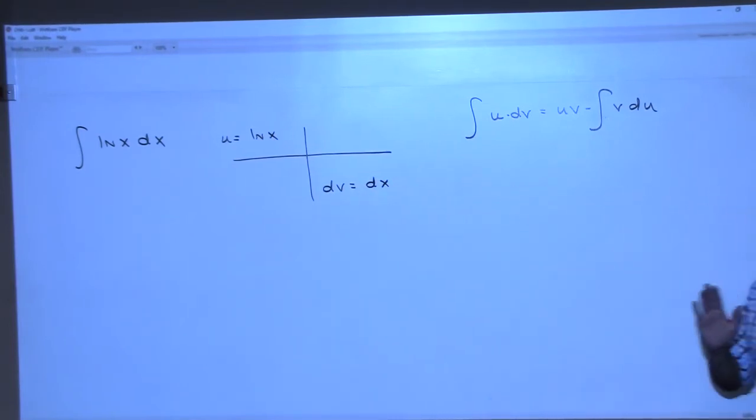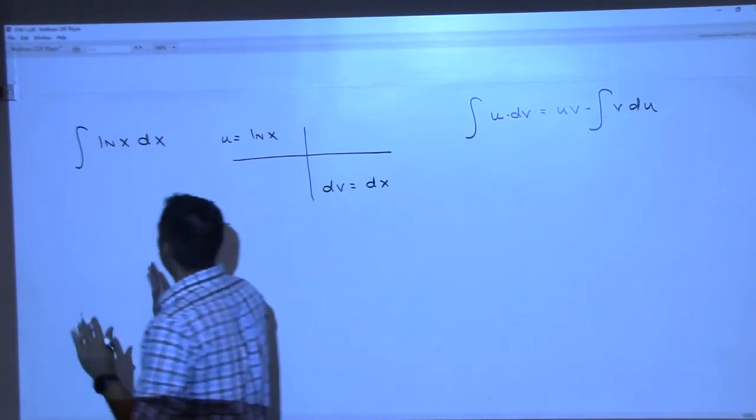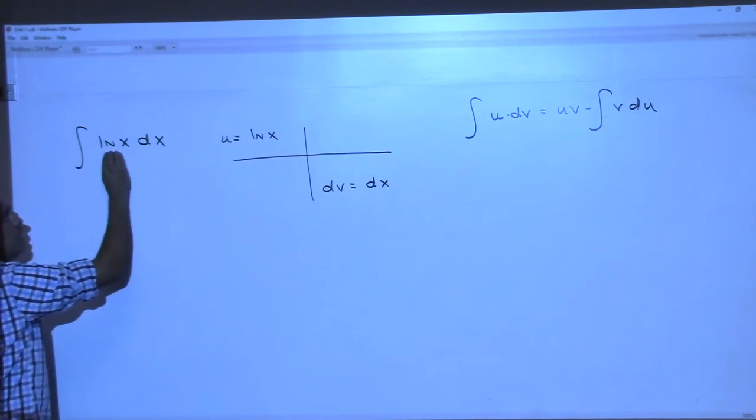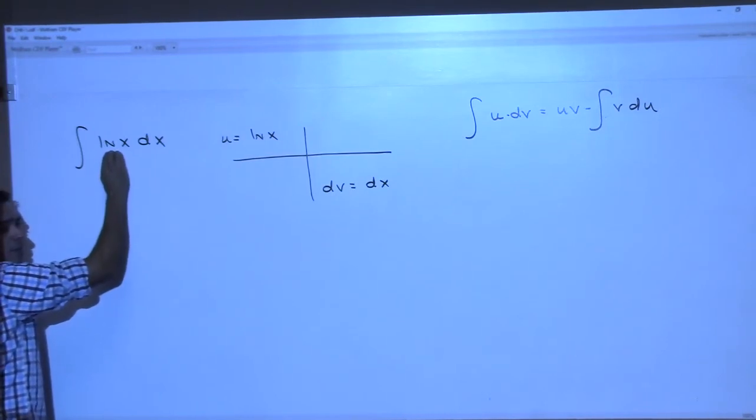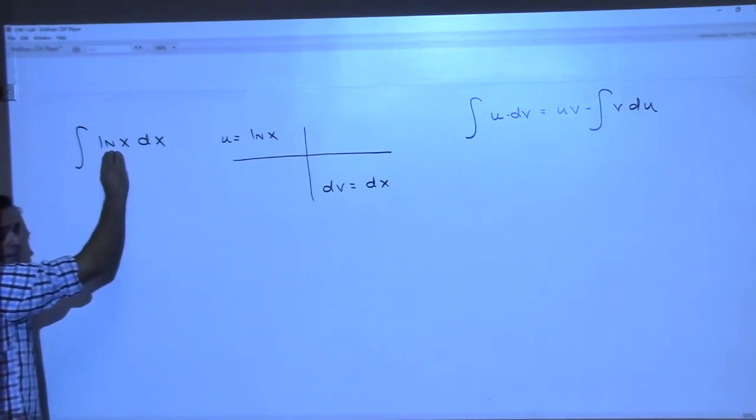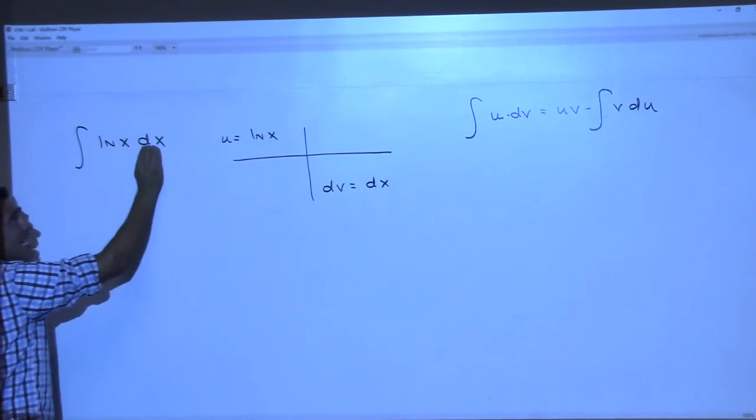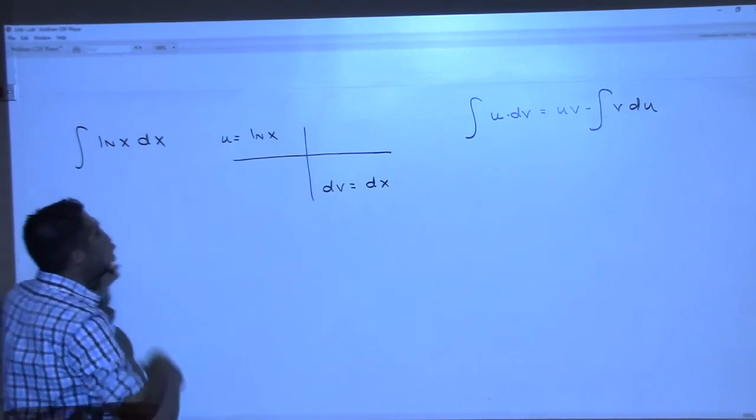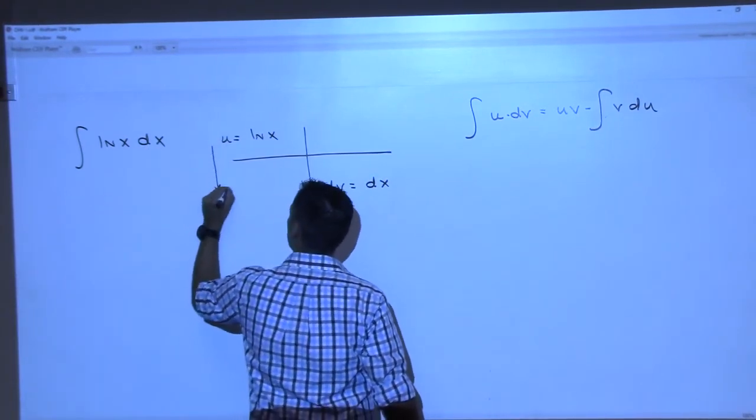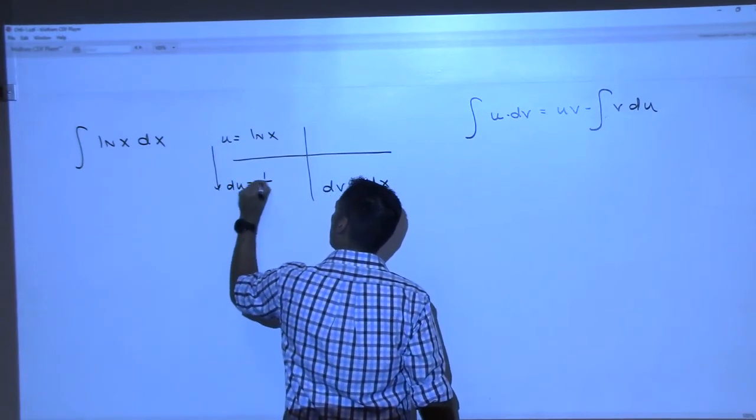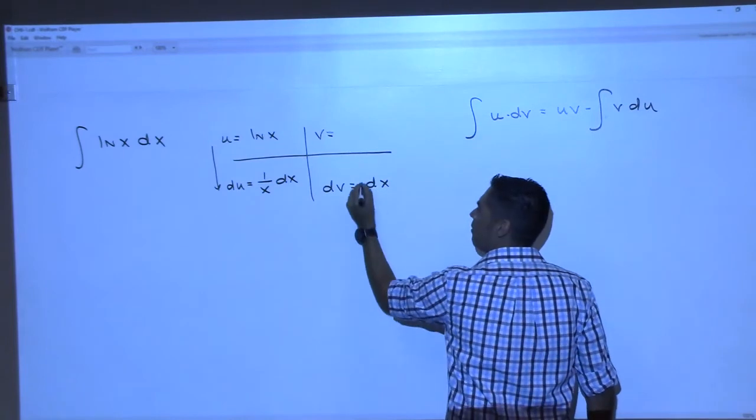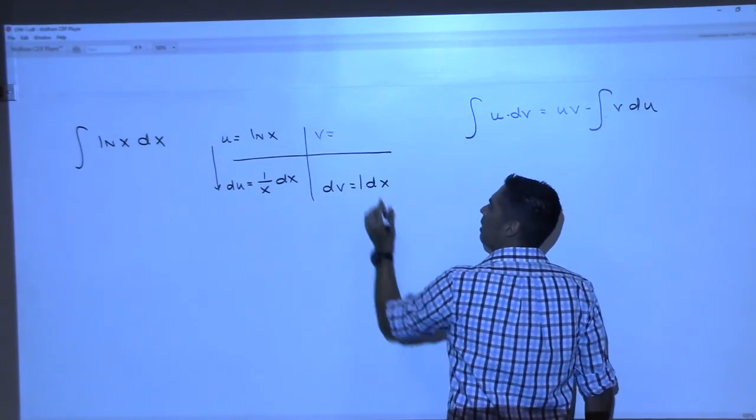But see, here's the beauty of integration by parts. We're going to transfer the derivative. In my new integral, it'll be the derivative of this one, which is 1 over x, and in the new integral, it'll be the antiderivative of this one, which will be x. Okay, let's fill out the table. Down, du is 1 over x dx, and v is, what did you say the antiderivative of 1 dx was? x.